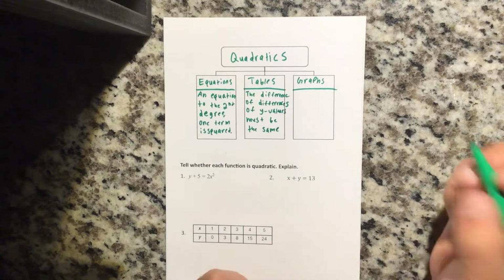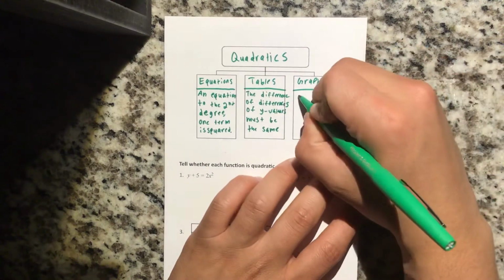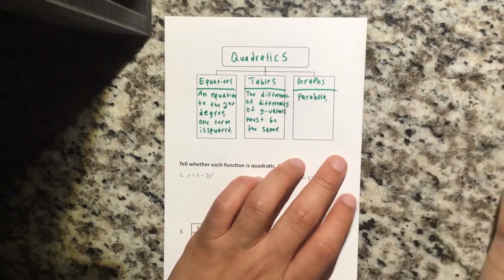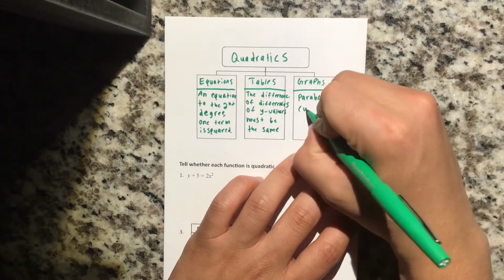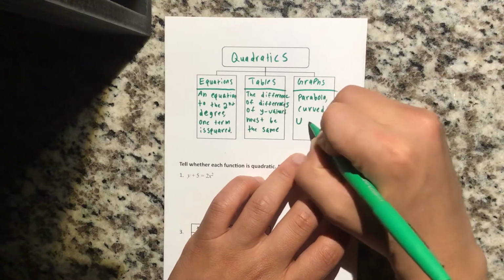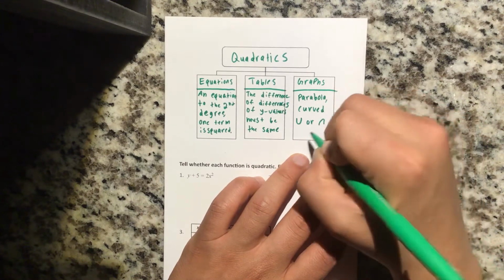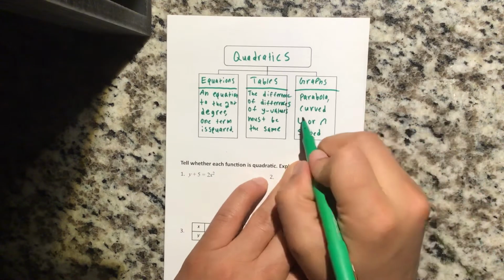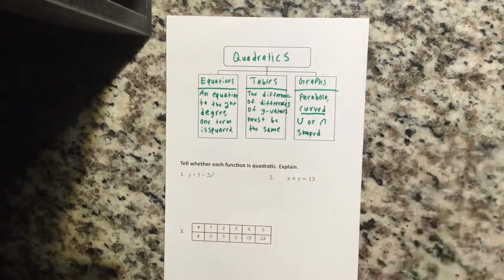And then for graphs, they must be in the shape of a parabola. What that means is it's curved, like a U or an upside down U shape. The key word here is curved. We don't want any kind of jagged lines. And again, we will see examples.